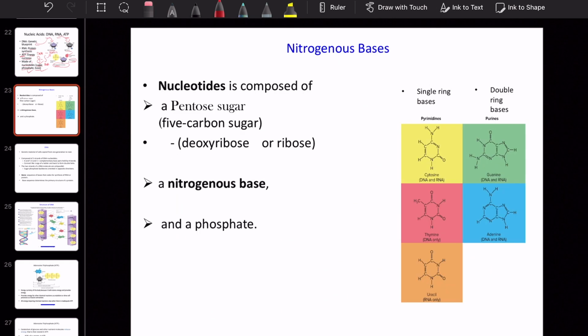So these are the nitrogenous bases: guanine, adenine, A and G, then cytosine, thymine, and uracil. So these all are here. These are the pyrimidines, and these are the purines. A purine has a double ring structure, so one ring and another ring. The pyrimidine is a single ring structure.